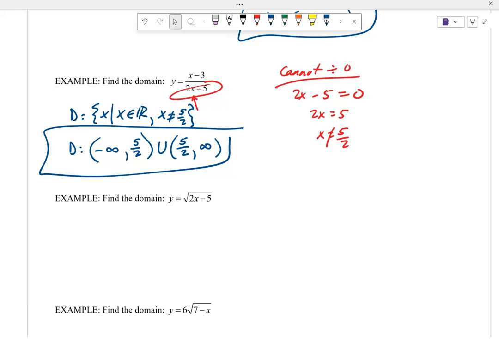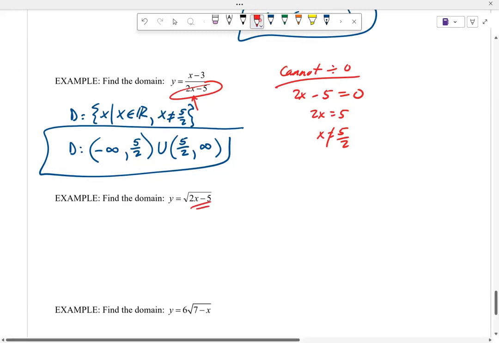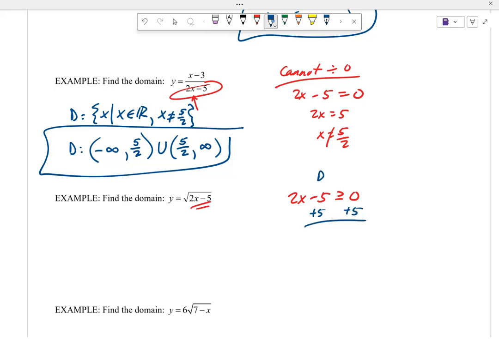What about negatives? Can I take the square root of a negative? No, right. I cannot. So my radicand, the stuff underneath a radical, has got to be 0 or bigger. That's my restriction here. So if I add 5 to both sides, this will give me my domain. Divide by 2 on both sides. So I'm greater than or equal to 5 halves. So that's my domain here.